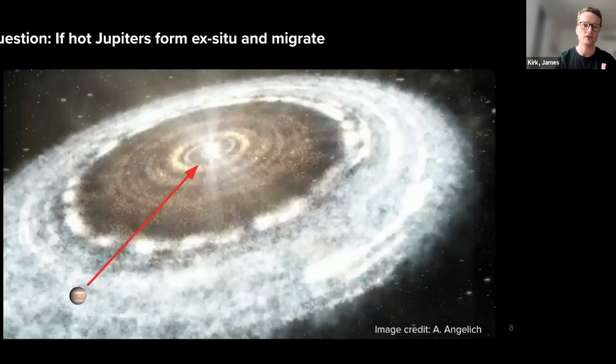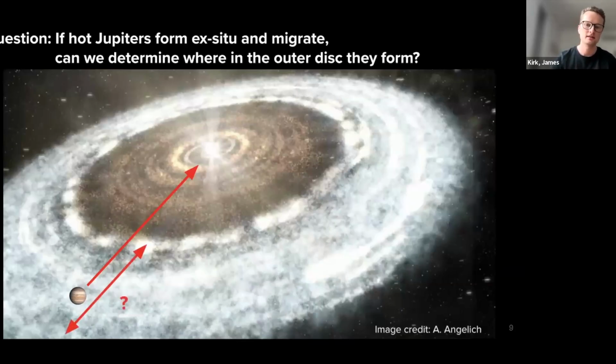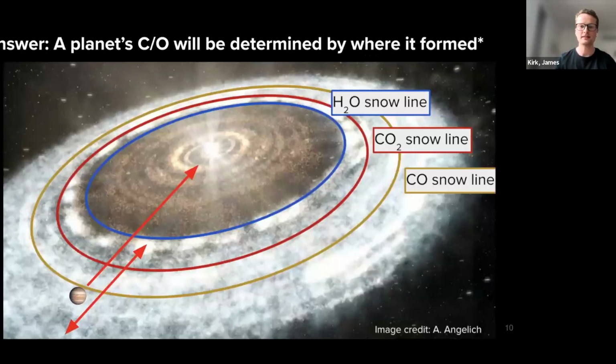We can then ask the question, if hot Jupiters form ex situ and migrate, can we determine where in the outer disk they form? And in principle, we can, because a planet's carbon to oxygen ratio will be determined by where it forms relative to different volatile snow lines within the protoplanetary disk, as indicated by these colorful circles here.